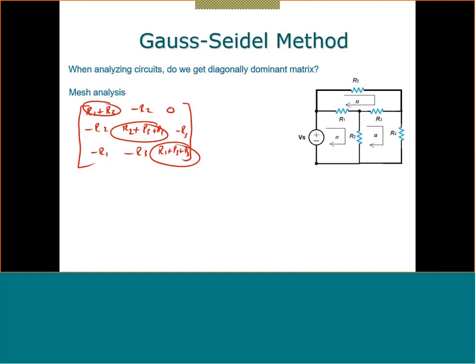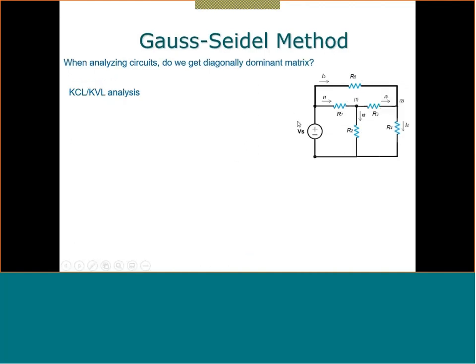Now let's move to the last one, which is the KCL and KVL. The problem with KCL and KVL is that it is not a systematic method. In nodal and in mesh, it is systematic. You have loops, you name them, take KVL, and that's it. But in KCL and KVL, you can do KVL first, or KCL first, mixed. It's not really consistent.